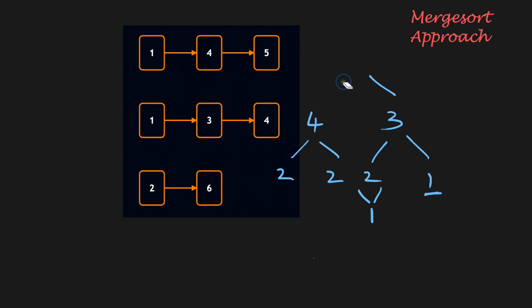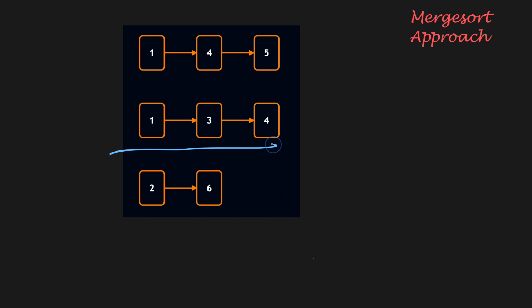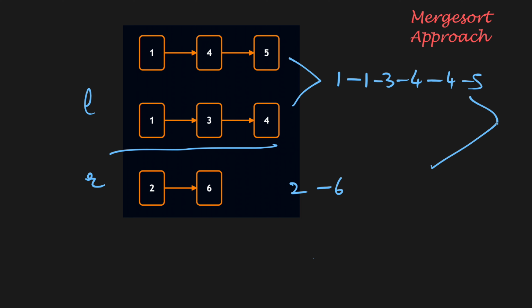For example, here for k equal to 3, we split this array into two lists, left and right. Although here it's coming up like bottom up, basically these two lists on the left and this one on the right. So we merge these two lists and get the answer as 1 1 3 4 4 5. And on the right side there is only one list, which is 2 6, so it is already considered merged. And now we will merge these two lists to get our final answer.